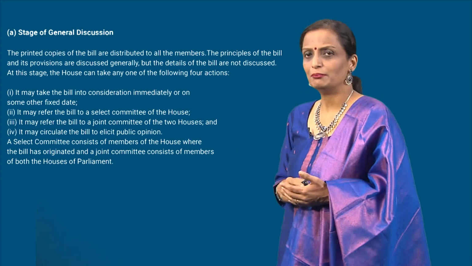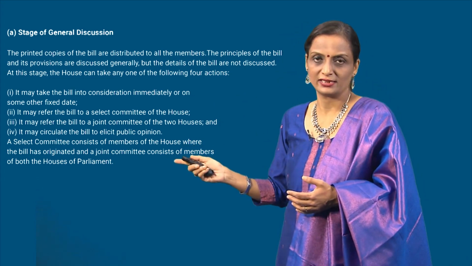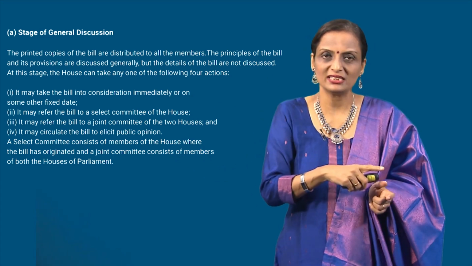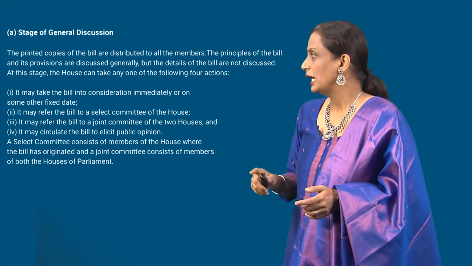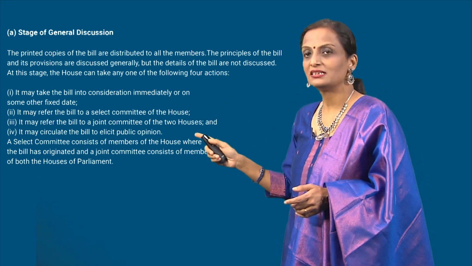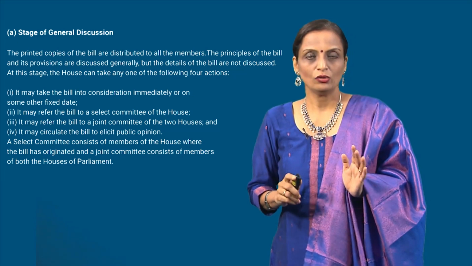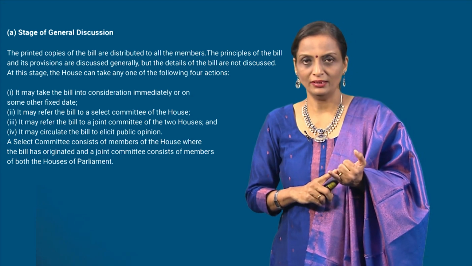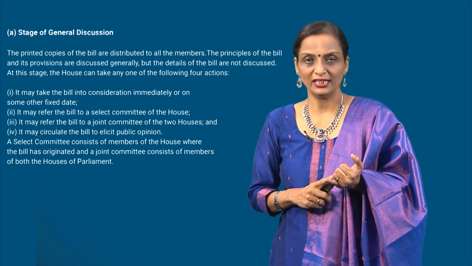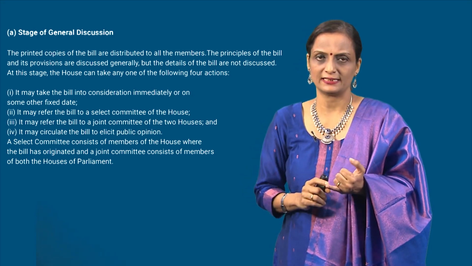A select committee will consist of members of the house where the bill has originated. So, if it has come from the Rajya Sabha, you will have members from the Rajya Sabha. At the same time, a joint committee consists of members from both houses of the parliament. Okay? So, you see that for the first ordinary bill, we have a first reading, which is just an introduction and displaying it in the Gazette.